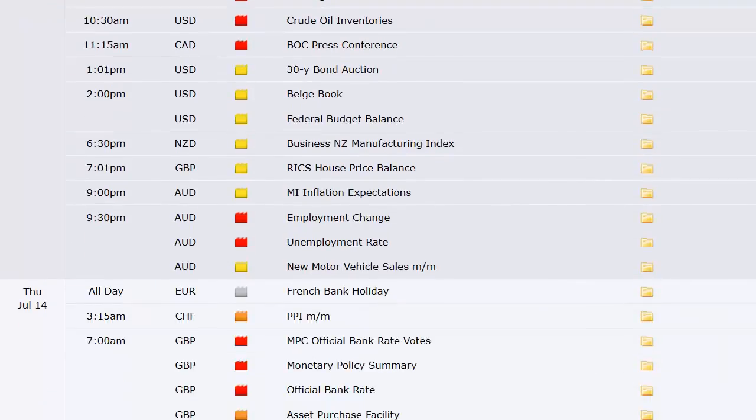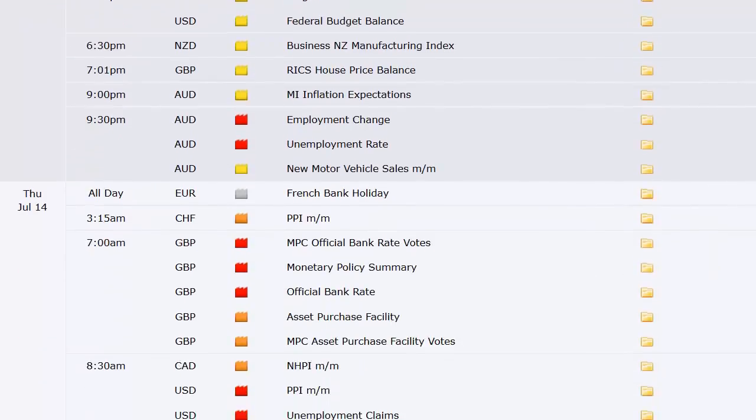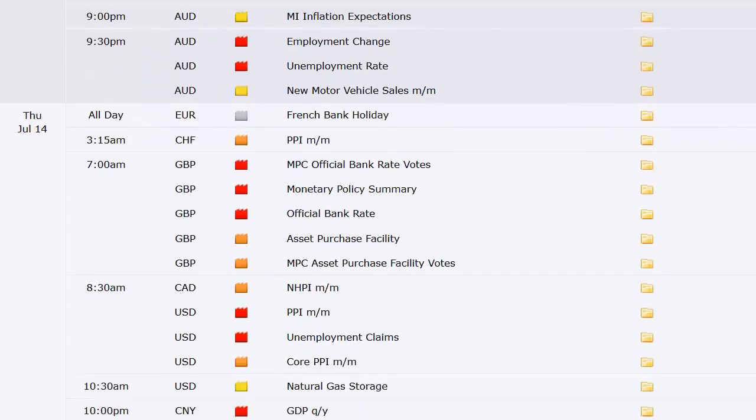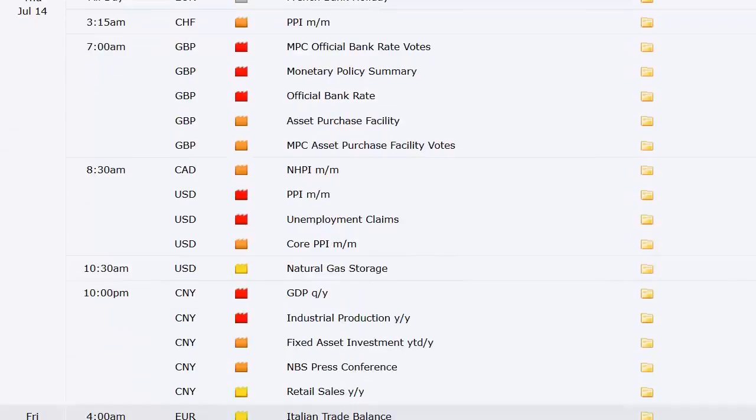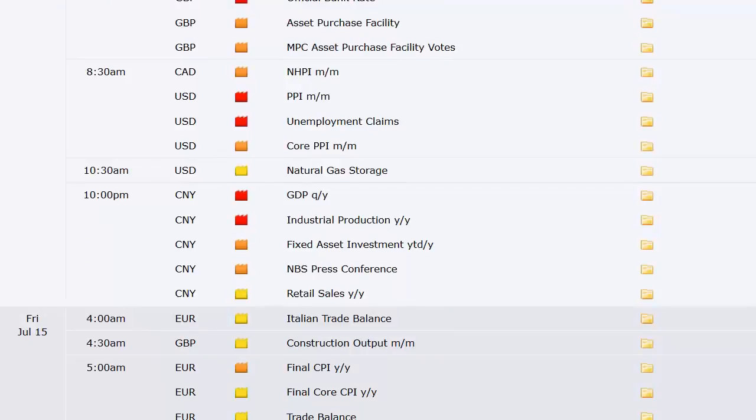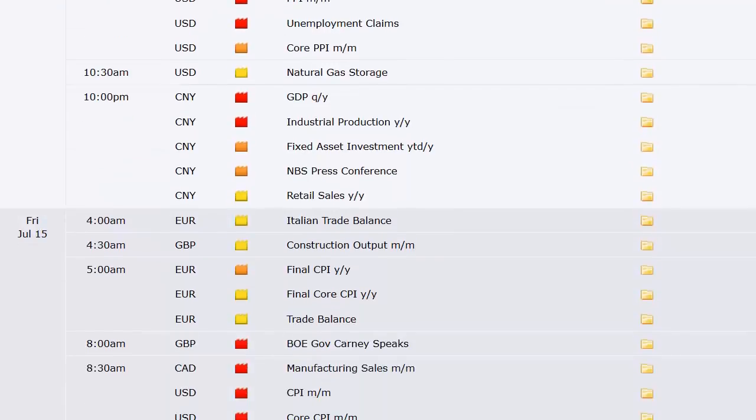We've got business manufacturing index out of New Zealand. We've got the RICS house price balance out of UK. Unemployment data and new motor vehicle sales out of Australia. Now we're into Thursday. French bank holiday. Swiss PPI. We've got a bank rate announcement out of the UK, Bank of England. That should be interesting after what just happened. NHPI out of Canada. PPI and the weekly unemployment claims here in the US, along with natty gas.